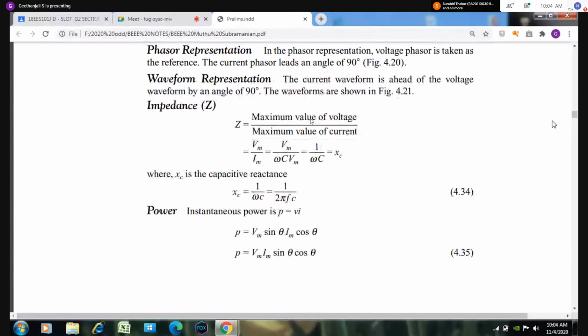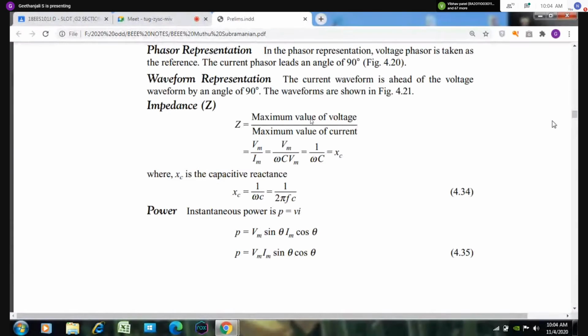Then impedance. Impedance means what? Maximum value of the voltage divided by maximum value of the current. So the maximum value of the voltage is given by Vm, and the maximum value of the current is given by Im. We know the expression for Im from the above expressions: omega C Vm. So Vm will get cancelled. 1 by omega C is equal to Xc, where Xc is the capacitive reactance. That expression is 1 by omega C, where omega is 2 pi f.